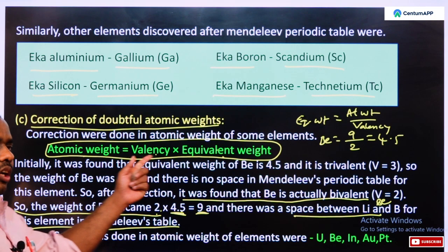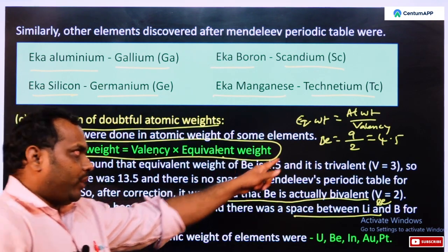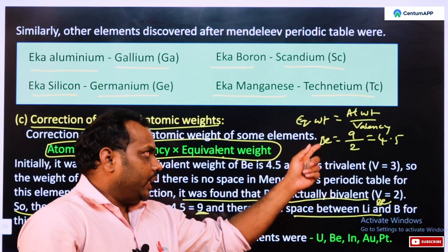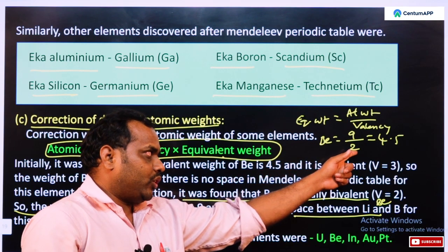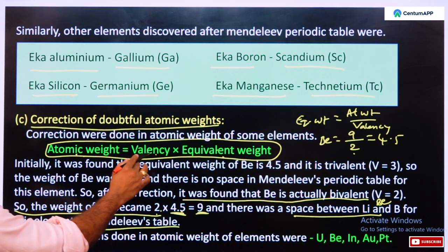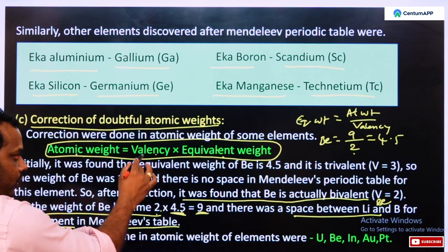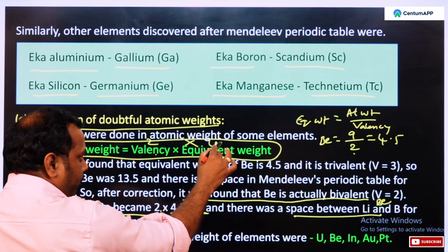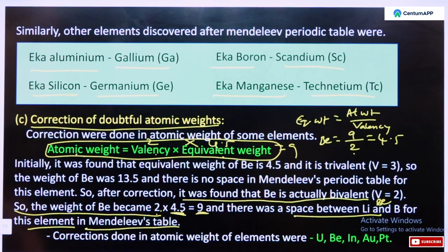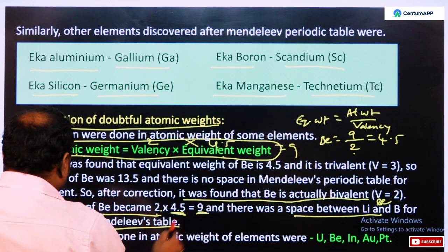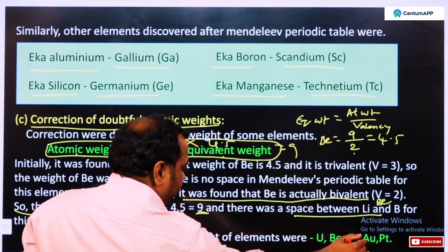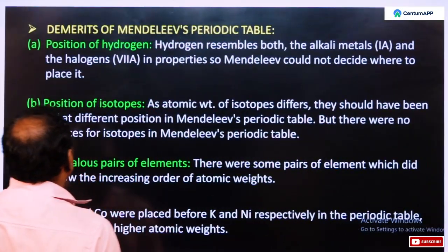Atomic weight is equal to valence into equivalent weight. Equivalent weight formula is atomic weight by valency. For beryllium, atomic weight 9 by valency 2 is equal to 4.5. Atomic weight of beryllium is valence 2 into equivalent weight 4.5, which is equal to 9. Corrections in atomic weight were also made for elements such as uranium, beryllium, indium, gold, platinum and others.